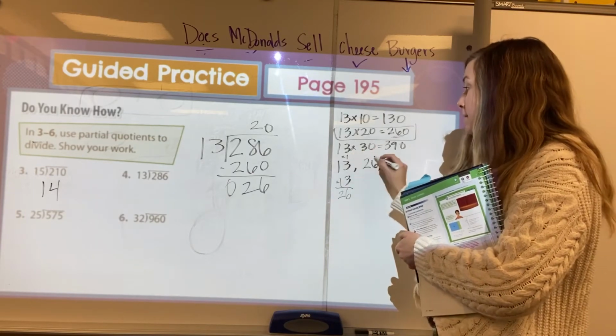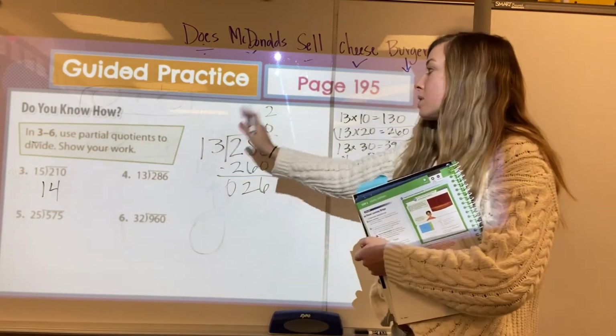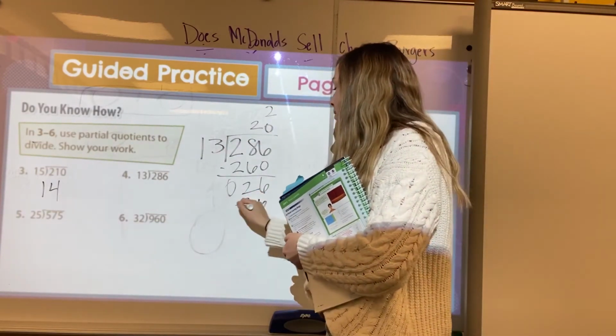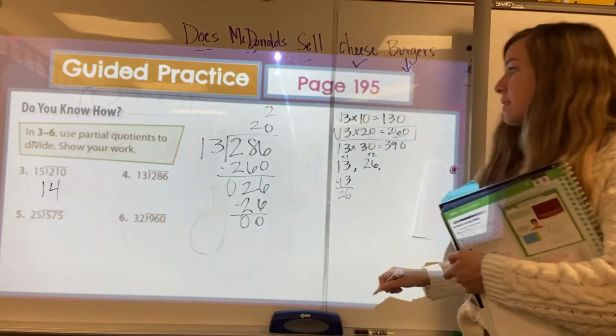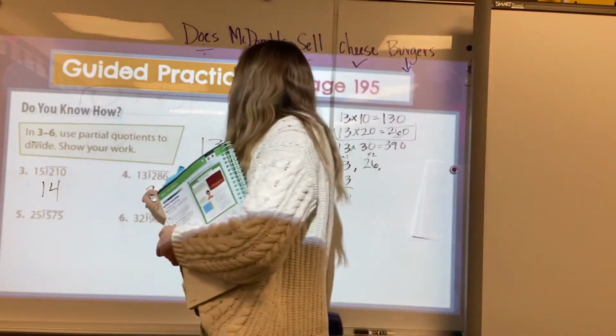So this would be times 1, this would be times 2. So we put our 2 up on top, 13 times 2, well we already know that's 26, and it zeroes out. So then I have to combine those two, 20 plus 2 is 22.